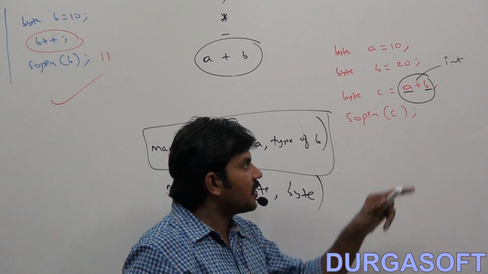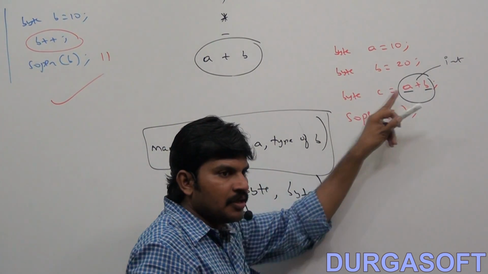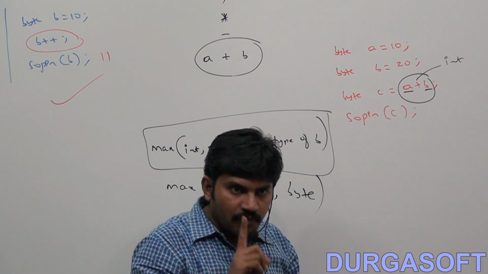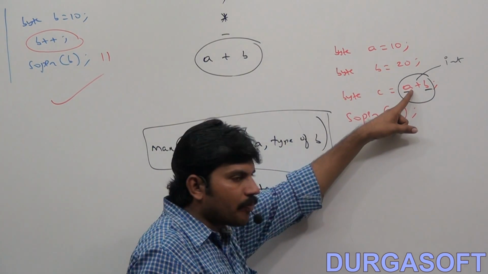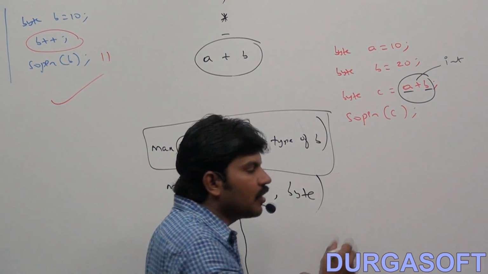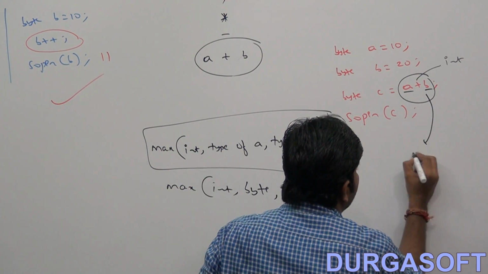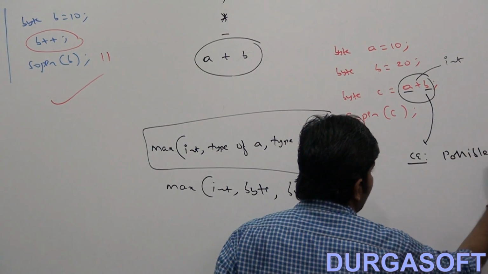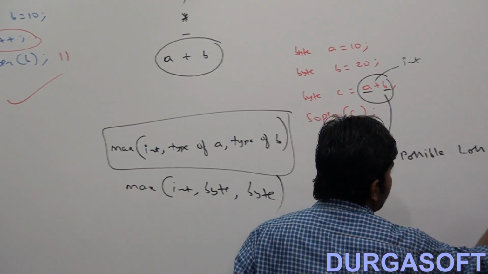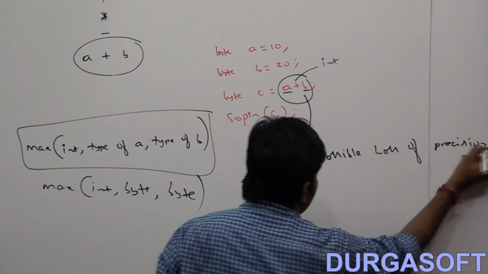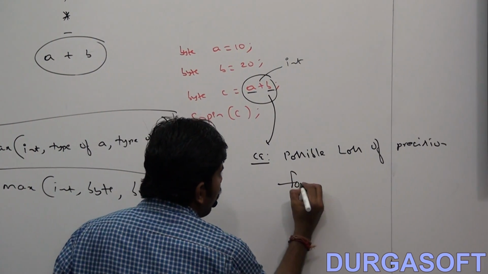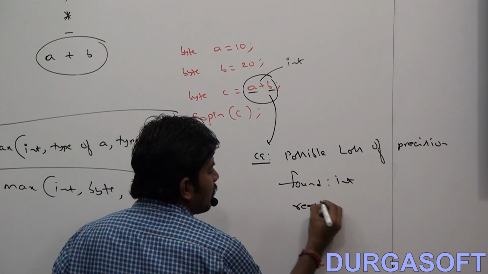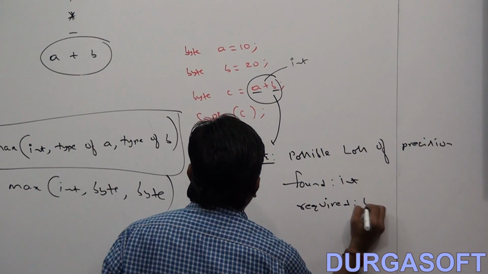Sir, how can you assign an int value to a byte variable? Int means how many bytes? 4 bytes. But byte is how many bytes? 1 byte. Sir, how can you assign a 4 byte value to a 1 byte variable? Immediately we are going to get a compile time error saying possible loss of precision. Found int, required byte.